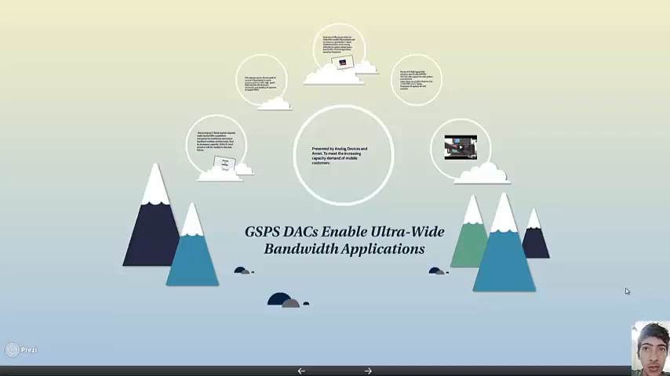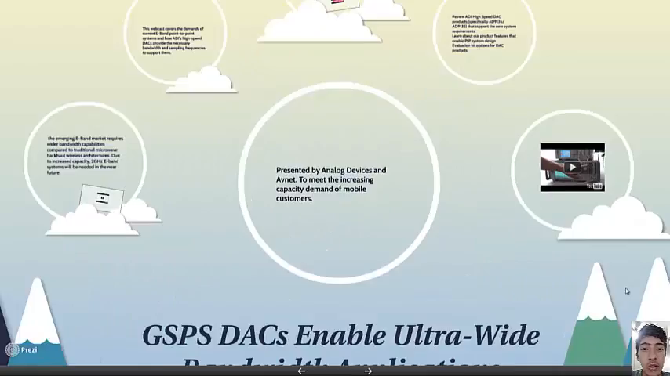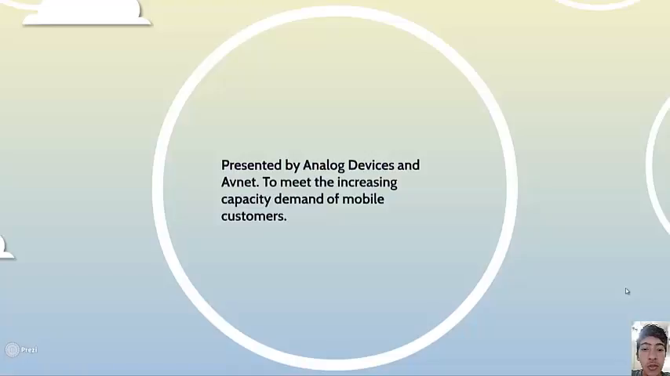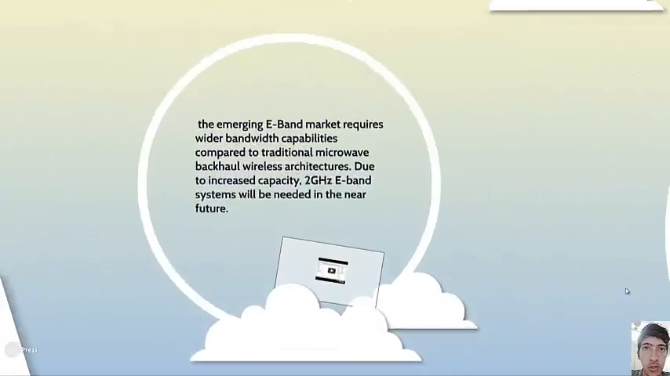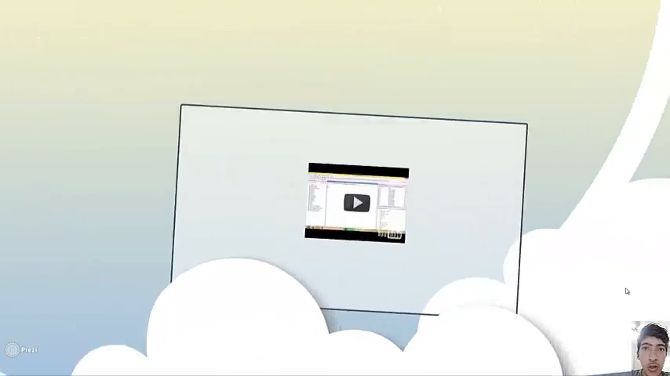Hi, my topic is GSPS DACs Enable Ultra-Wide Bandwidth Applications, presented by Analog Devices and IVNet to meet increasing capacity demand of all customers. The emerging E-band market requires wider bandwidth capabilities compared to traditional microwave backhaul wireless architectures. Due to increased capacity, a 2 GHz E-band system will be needed in the near future.